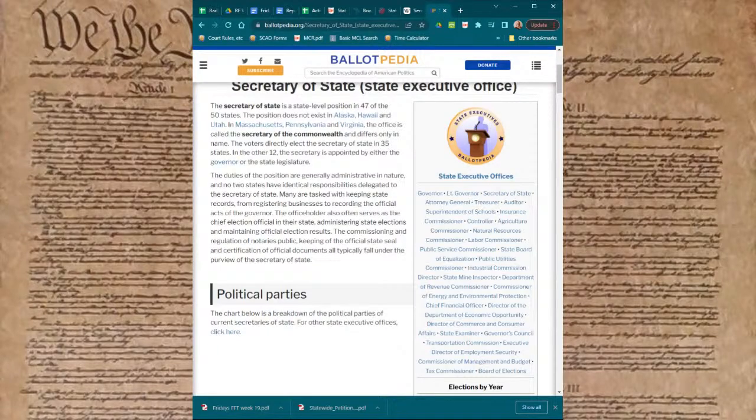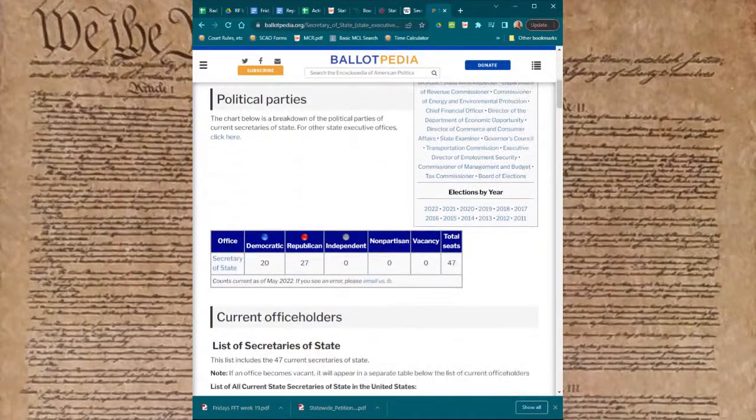So for example, that Secretary of State position is in 47 states. That's what I was thinking. The position does not exist at all in Alaska, Hawaii, and Utah. And in Massachusetts, Pennsylvania, and Virginia, it is a Secretary of State position, but it's called Secretary of the Commonwealth. And in 35 states, the Secretary of State is elected directly by the people, but in 12, that person is appointed by the governor or the state legislature.